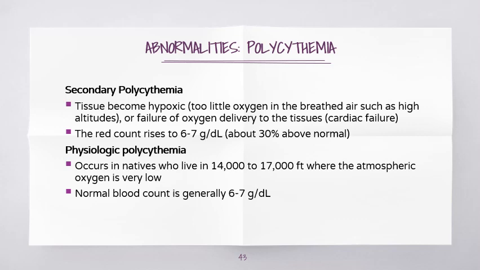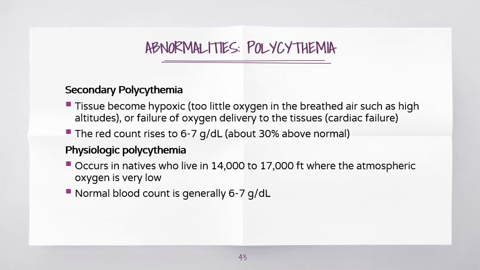So, physiologic polycythemia is actually a normal phenomenon or normal process, especially with patients who are living in high altitude places like 14,000 to 17,000 feet. I've mentioned that the normal values of red blood cells actually depend on age, sex, ethnicity, and of course the instrument that is used to detect or to measure it.